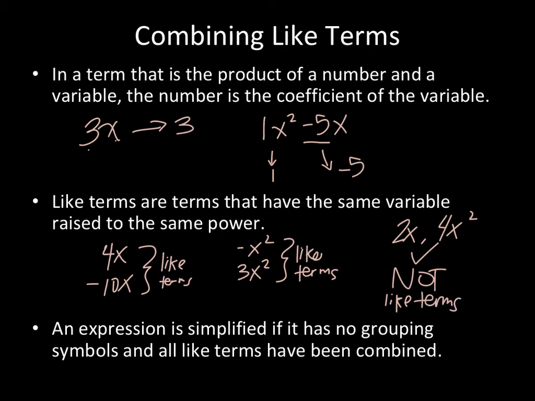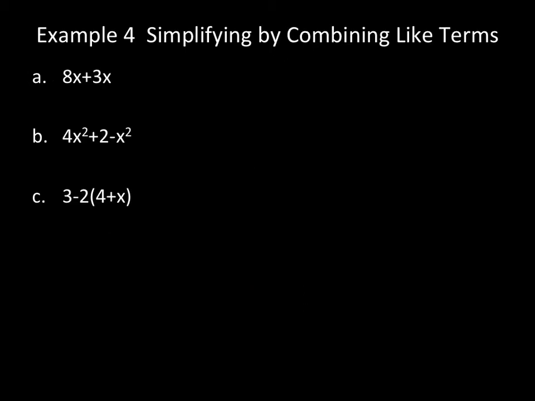So we can say that an expression is simplified if there are no grouping symbols and all like terms have been combined. So we don't have any parentheses or brackets, and all our like terms are combined. We're going to practice simplifying right now. We have 8x and 3x. So these are like terms, right? You can actually just think of it as 8 apples plus 3 apples. We have the same variable. I'm just adding them together by adding their coefficients.